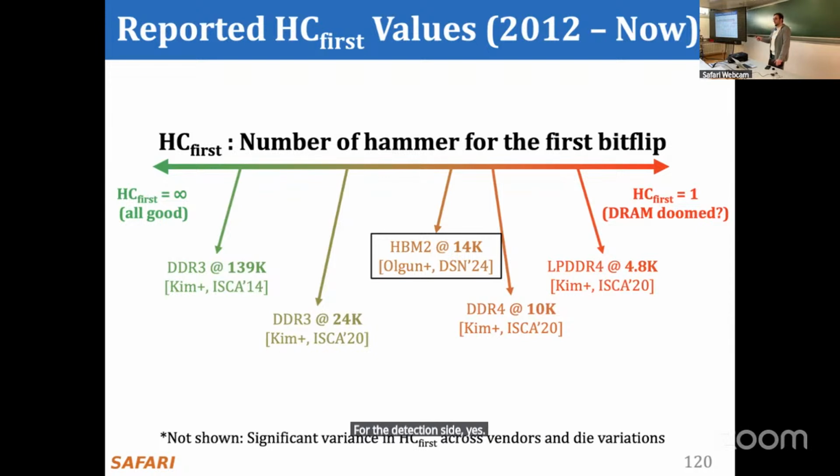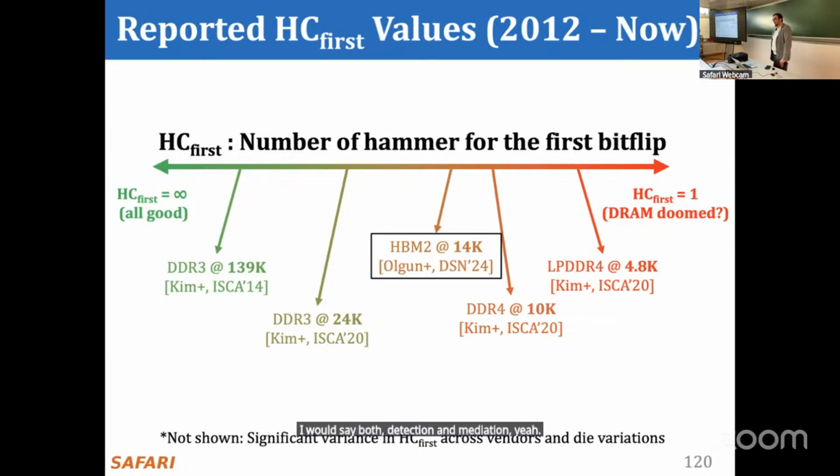And for the mitigation side, after you detect, you need to perform some refresh operations to avoid those bit flips, and they take time. So that's also another issue. Okay, so it's mostly just detection? What's the biggest issue then? I would say both detection and mitigation.